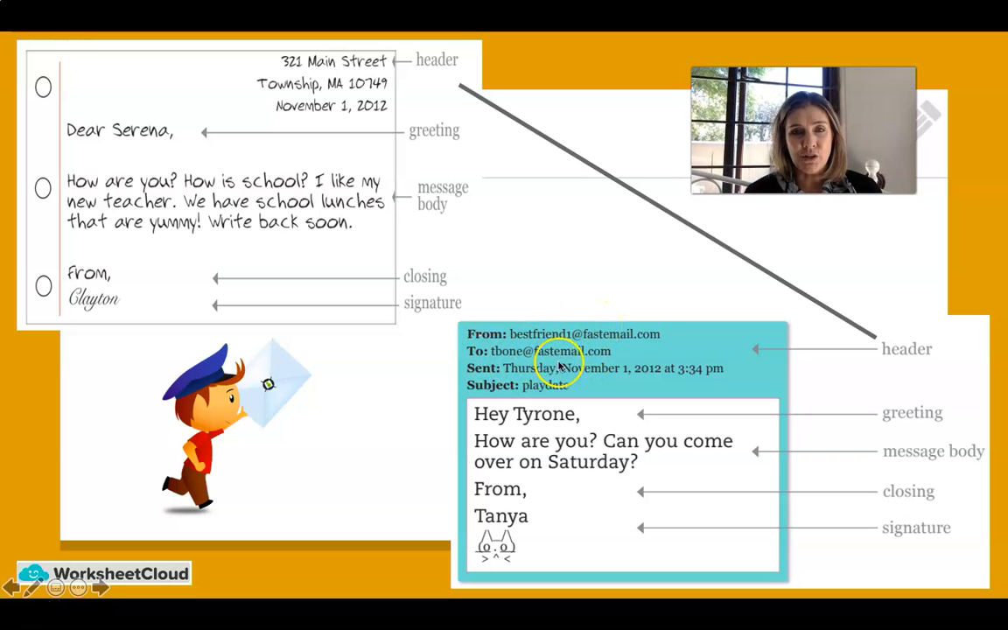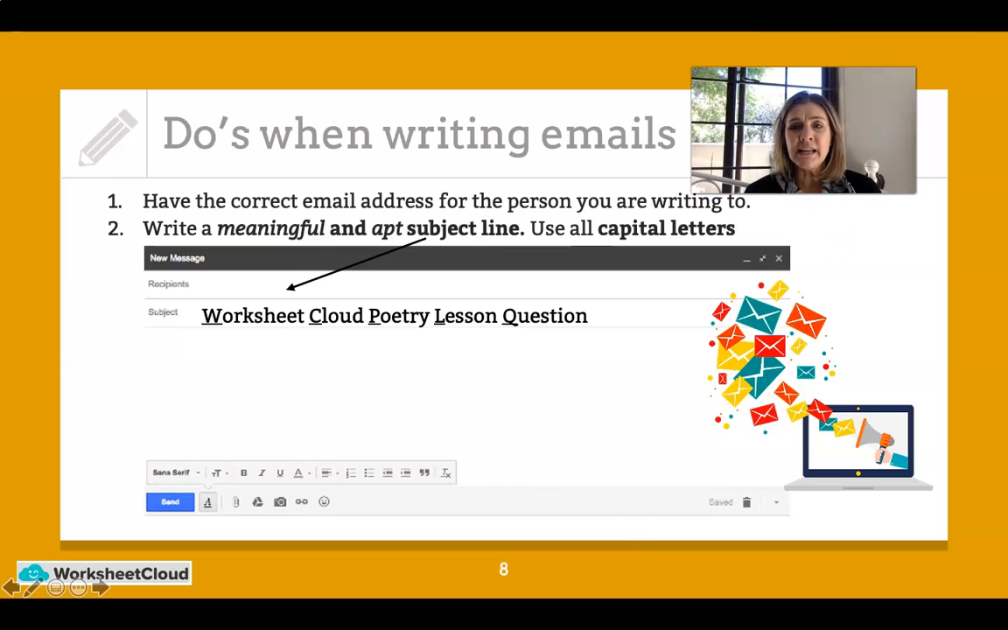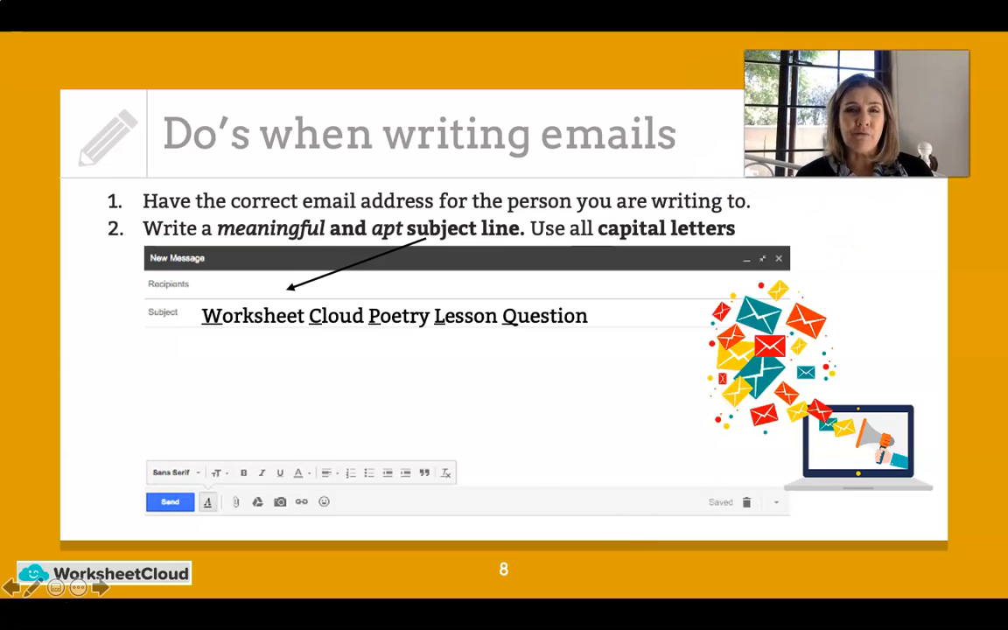The "to" is also the email. It's sent, it normally tells you when it's been sent, and it normally tells you the subject, which should actually be capital letter. And this is your header, like that would be in a letter. Hey Tyrone, that's a greeting, and as you can see, this is a little bit informal, these two examples. There's your message, the body of your message. Same thing is in the closing, you have from and Tanya underneath each other, and those are the ways in which they are similar. So let's take a look at the do's when writing an email.